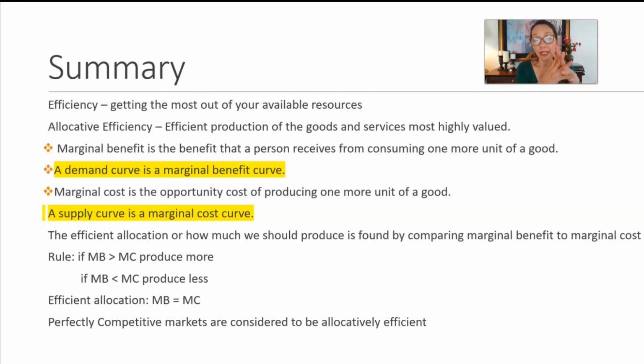The efficient allocation rule is where marginal benefit equals marginal cost, and perfectly competitive markets are considered to be allocatively efficient. We will be looking at these concepts again when we talk about imperfect markets, in addition to government intervention in the market.